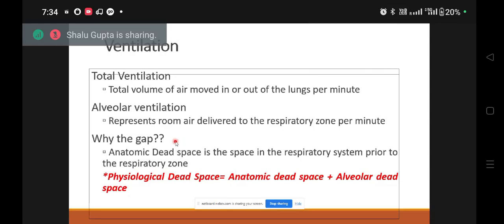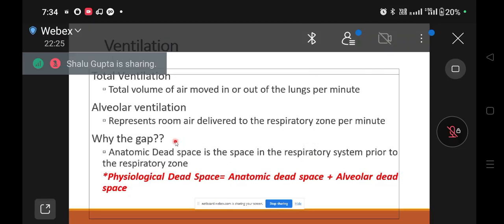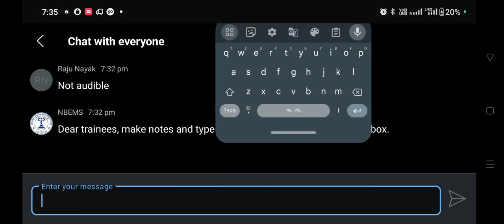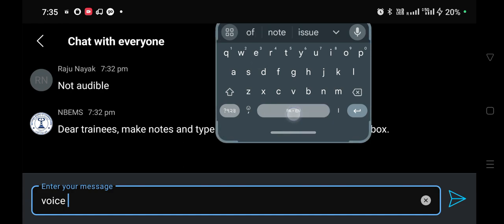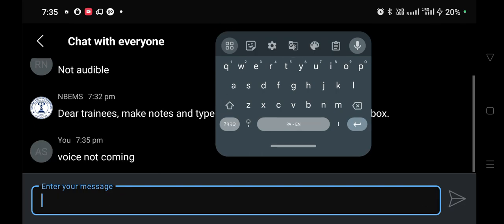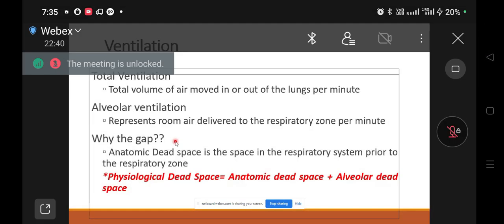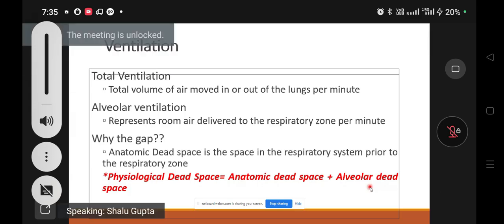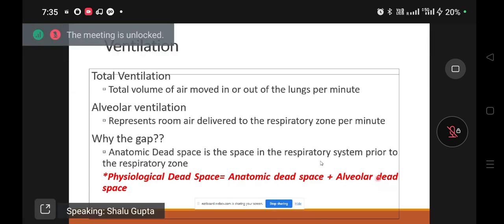place, and this actually doesn't take part in the actual ventilation. There is not only anatomical, there is also another dead space which is called the alveolar dead space, which is basically those alveoli which are not taking part in the alveolar ventilation, apart from the anatomical dead space, which is in the airways. So combined together, these two form the physiological dead space, which is very important to keep in mind when we are talking about disease states.